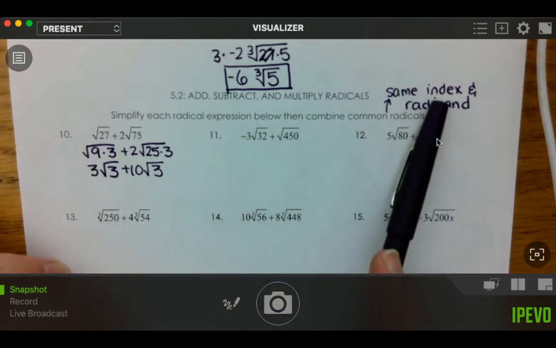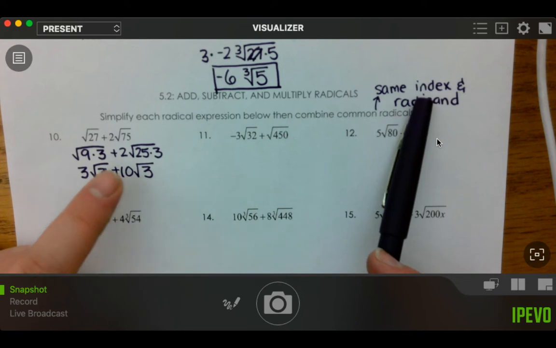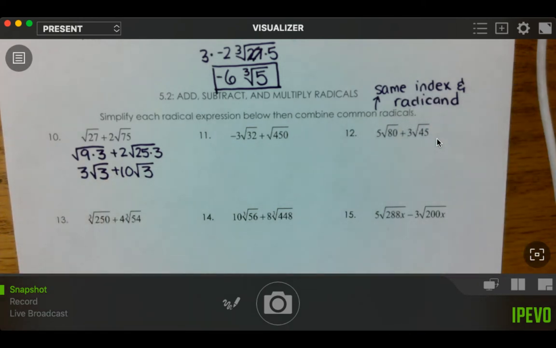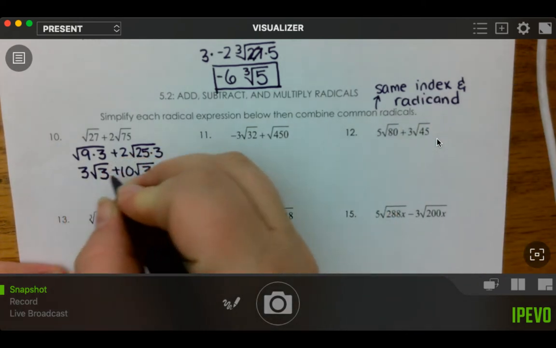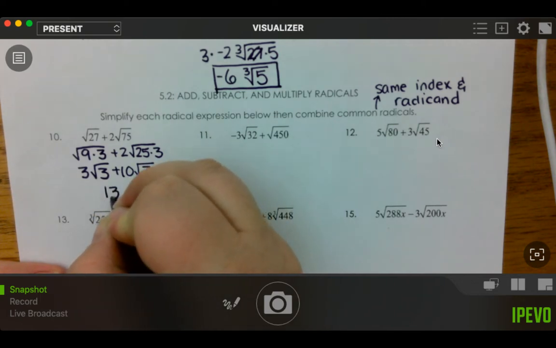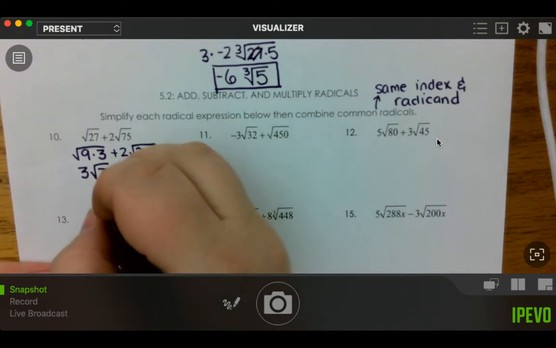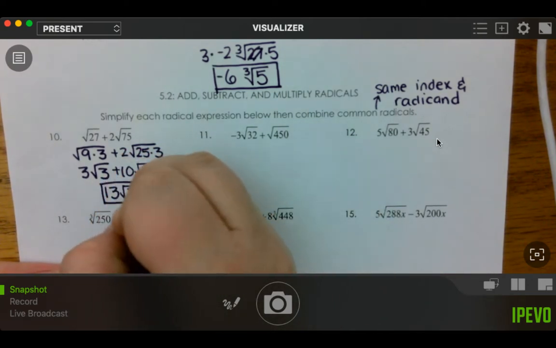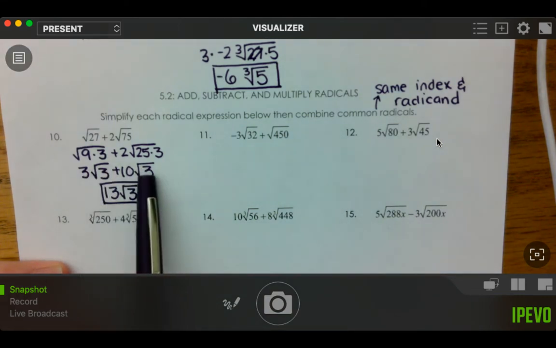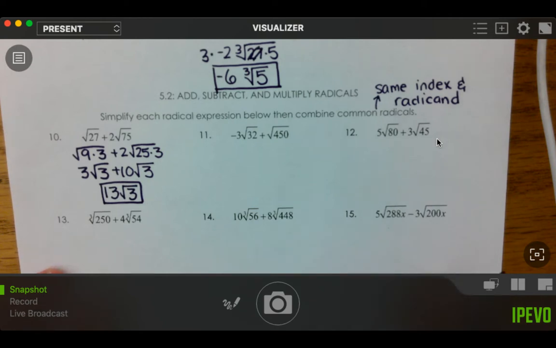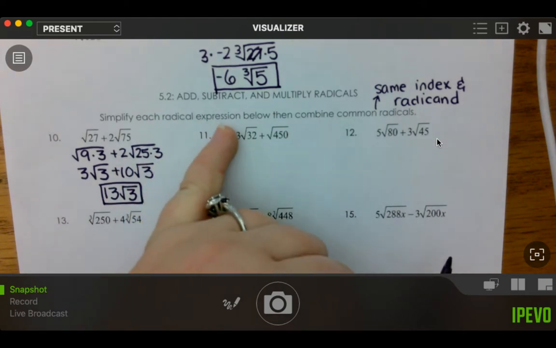Now, these both have the same index because they're both square roots, and they both have a 3. So what you're allowed to do is add the numbers out front. 3 plus 10 is 13. And then you leave the square root of 3 afterwards. You don't change the square root part. You can just add together the numbers out front, so long as they both have the square root of 3. The same thing can happen with cube roots, as long as they are both cube roots and they end up with the same number in here after they're simplified. So make sure you're reading the directions because it will help you simplify each radical expression first.